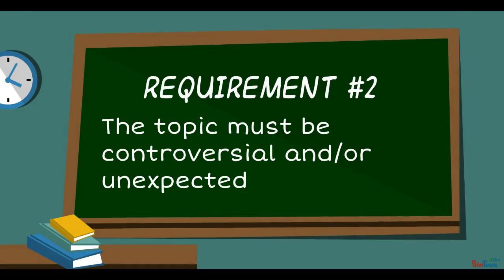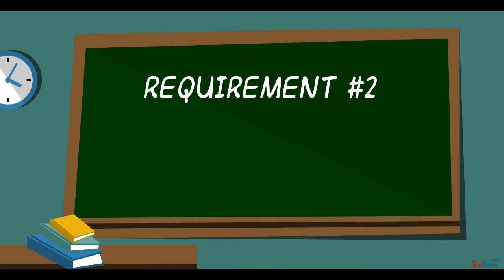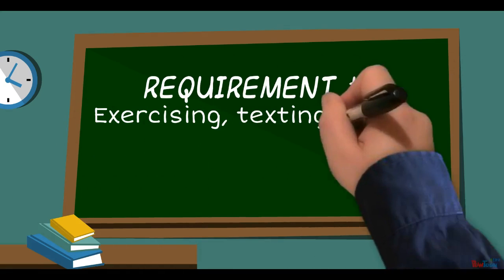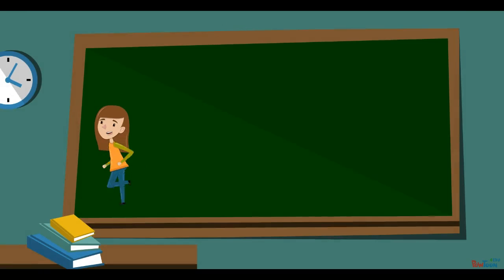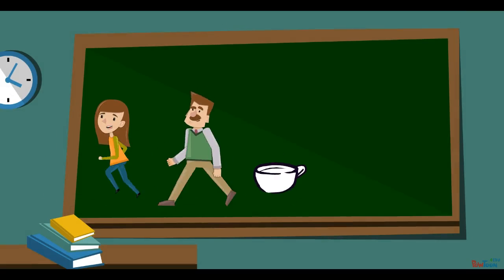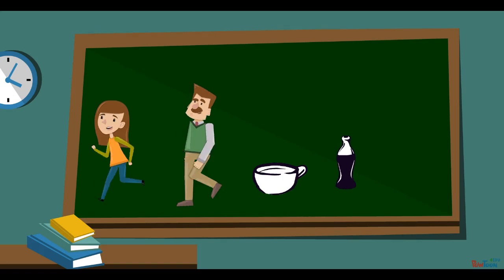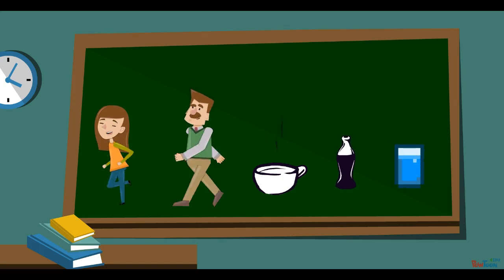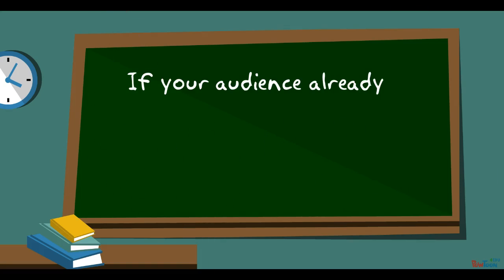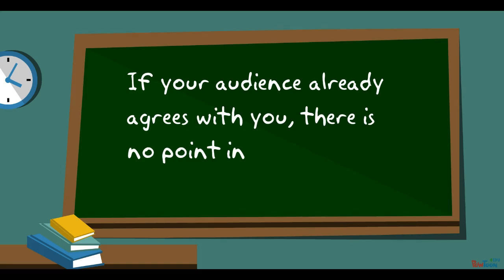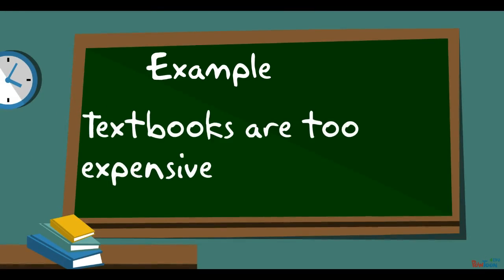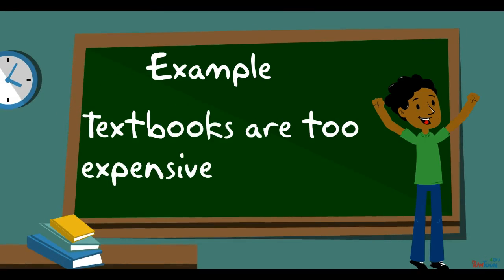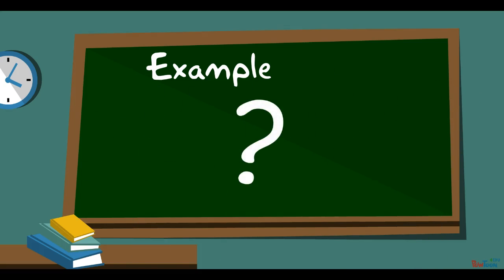Requirement 2, the topic has to be controversial or unexpected, right? So things like exercising, texting while driving, drinking more water. We know we should or shouldn't do those things, but convincing us to run or take a walk or give up caffeine or soda or drink more water, if we already agree with those things, there's no point in doing that. So think about what your audience doesn't already agree on, and that will be a much better place to start. So something like textbooks are expensive.